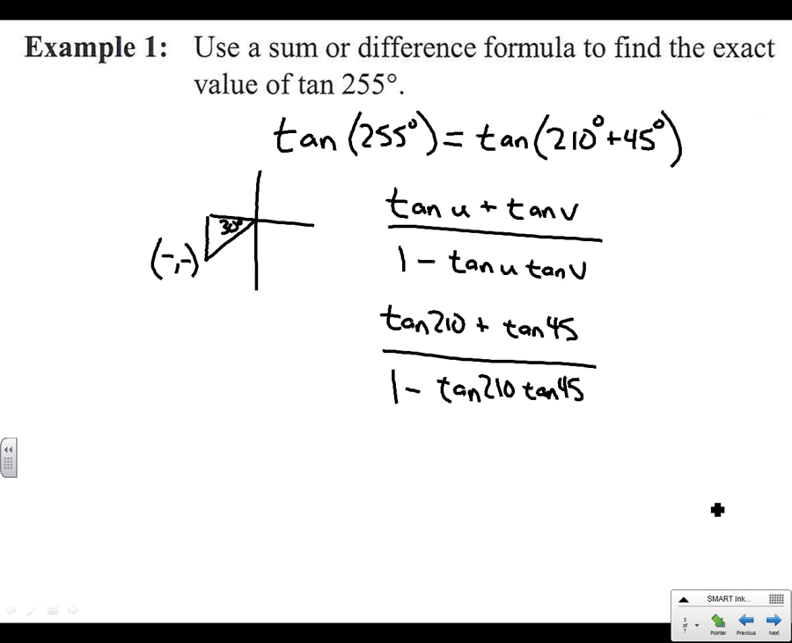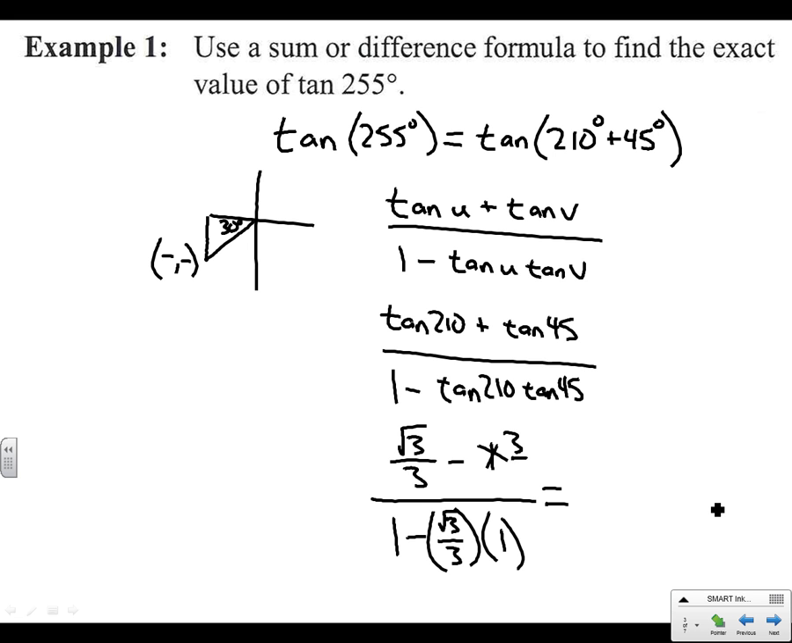And so we go to our chart and we check this out, and the tangent of 210 is root 3 over 3, plus the tangent of 45, which is 1, over 1 minus tangent of 210 again, which is root 3 over 3, times 1 this time. And so we'll subtract here. I'm going to cross this out and make it 3 over 3 so we have a common denominator. So we'll have root 3 plus 3 over 3.